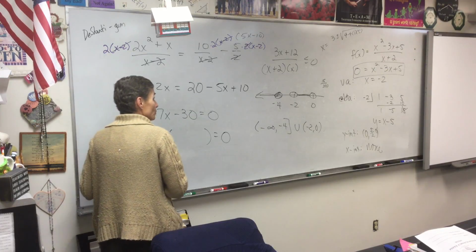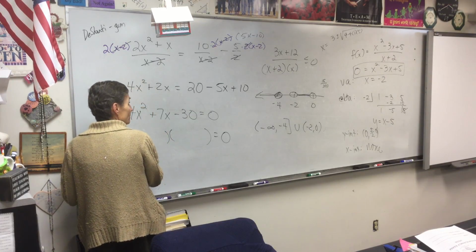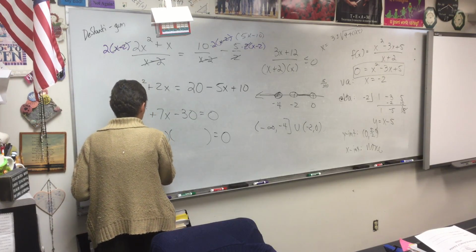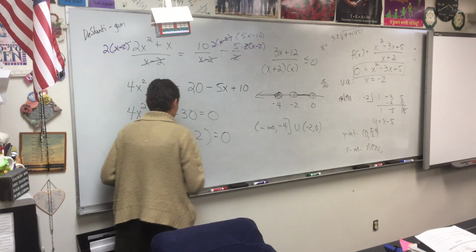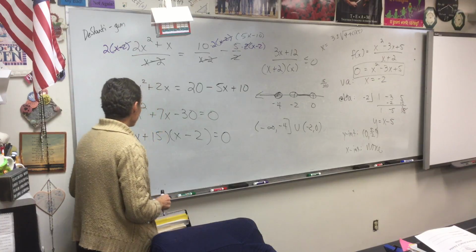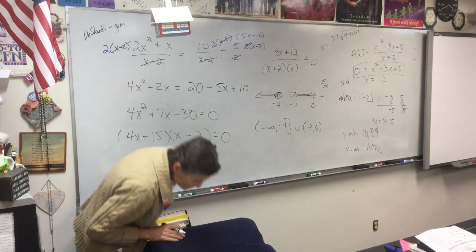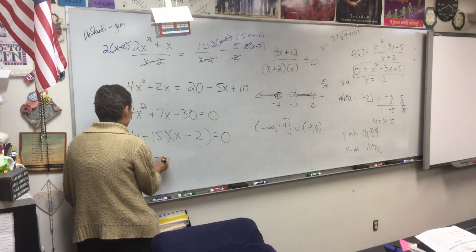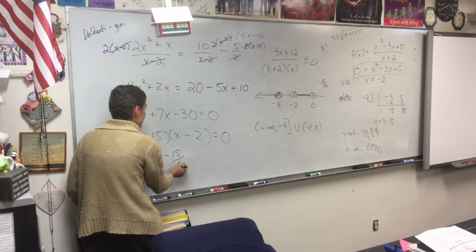But are you the one trying to set a factor? How's it factor? 4x plus 15 and x minus 2. Let's double check that real quick. 15 minus 8. Good job. Yep. So what am I supposed to be doing? Solving. So my answers are negative 15 fourths.